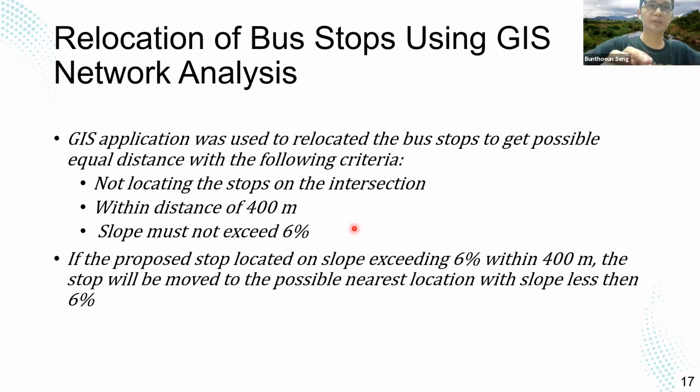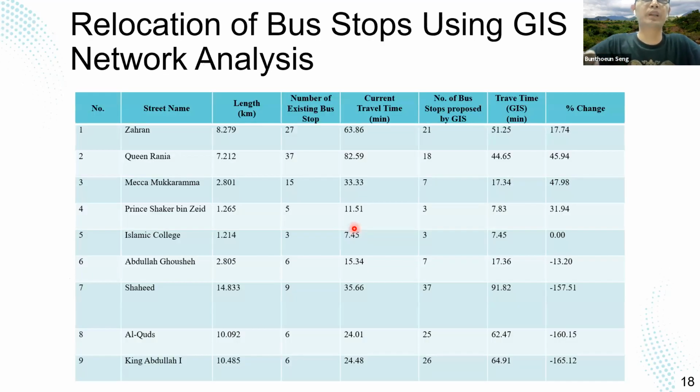In case the analysis model locates the bus stop on a slope more than 6% within that 400 meters, the analysis will proceed further to find the possible nearest location which has a slope less than 6%. Yeah, and here's the result of the analysis in GS techniques.